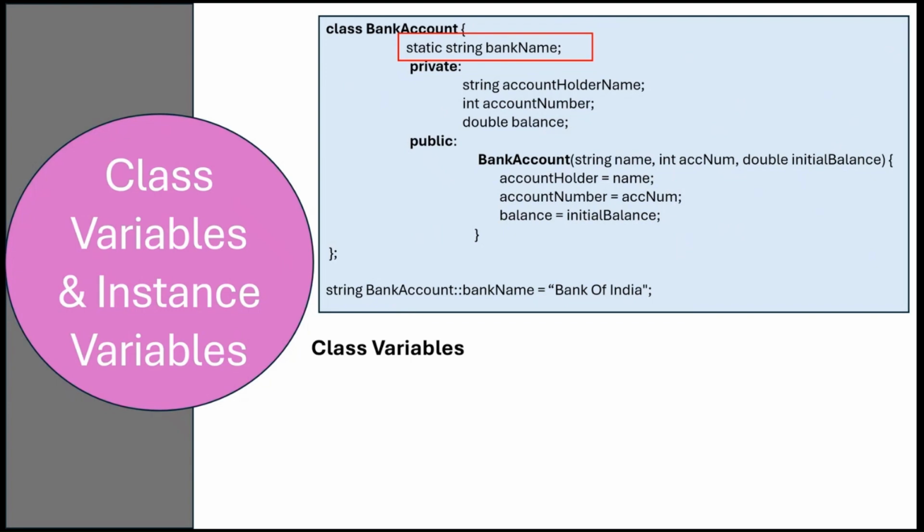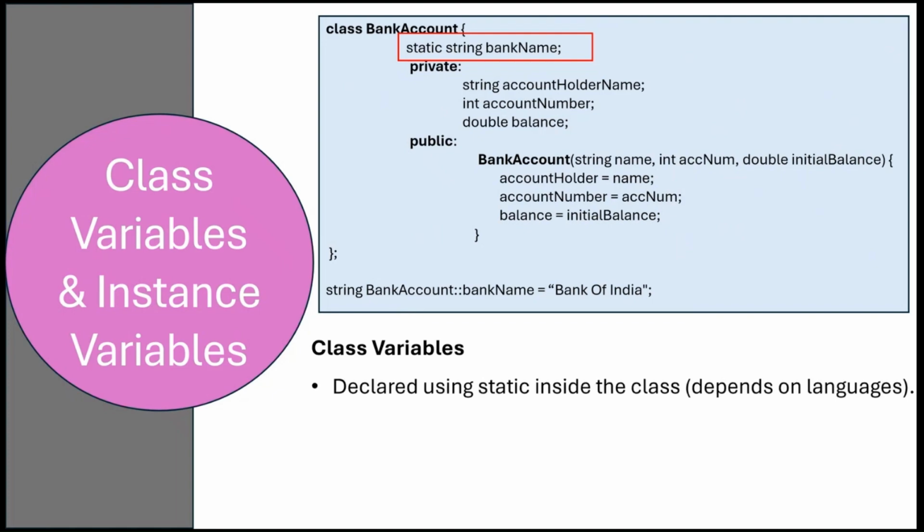For example, if I have an account in Bank of India and my brother also has an account in Bank of India, so the bank name is common for us, right? Our accounts are different, the objects are different, but the bank name is the same, right? So the class variables are declared in different ways in different languages. In C++ it is declared using the static keyword, but it is shared by all objects of the class, right? The bank name is the same for all bank accounts in that bank, right?